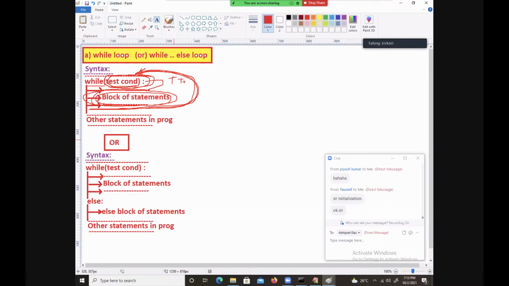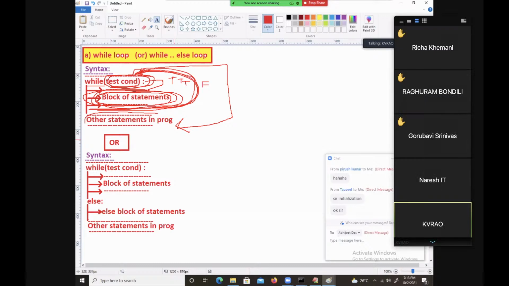Again the test condition is evaluated a third time, and it is also true. The third time also the block of statements will execute. Again the fourth time it goes to the test condition. The fourth time it is false. Once it is false, it will come out of the loop. PVM control comes out and executes the other statements in the program.